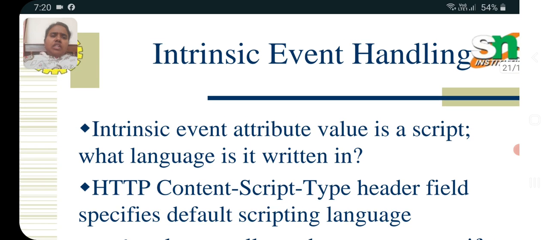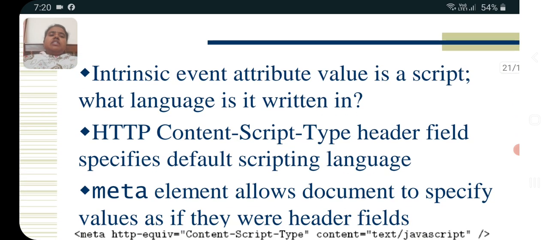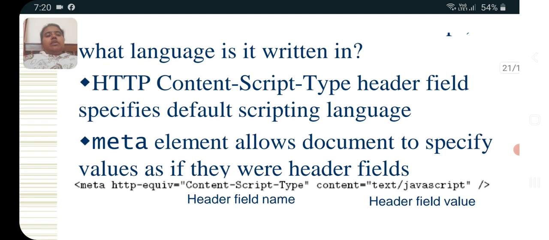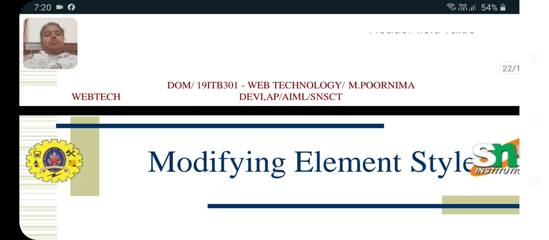Intrinsic event attribute values are script. What language is it written in? The HTTP content-script-type header field specifies the default scripting language. The meta element allows a document to specify values as if they were header fields.